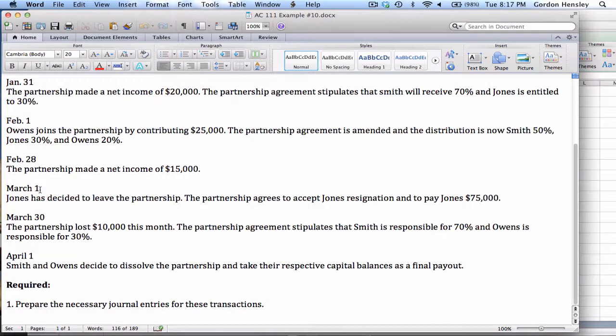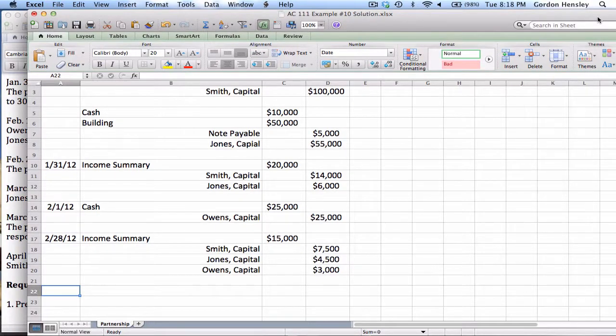The next transaction is on March the 1st. On March the 1st, Jones has actually decided to leave the partnership. And we agreed to accept his resignation, and we're going to pay out to him as he leaves $75,000. So this is on March the 1st. Now, when this person leaves, Jones is going to leave the business.